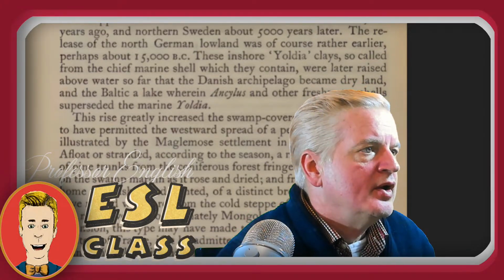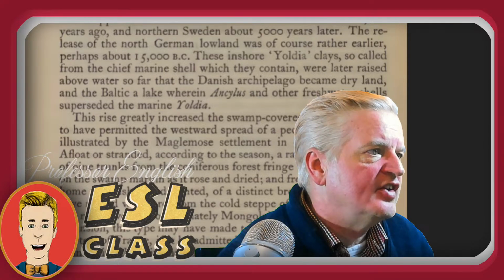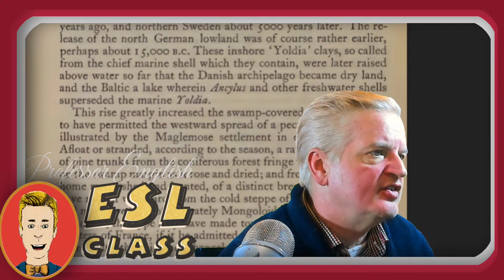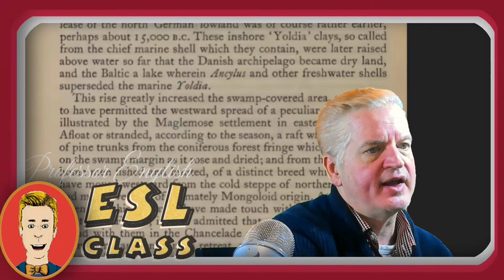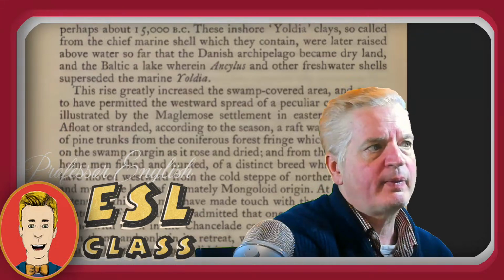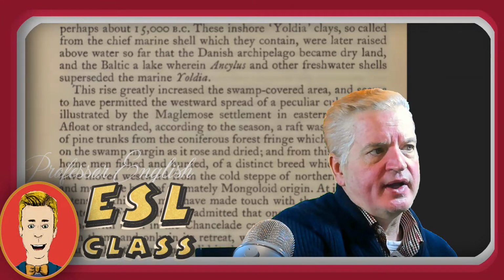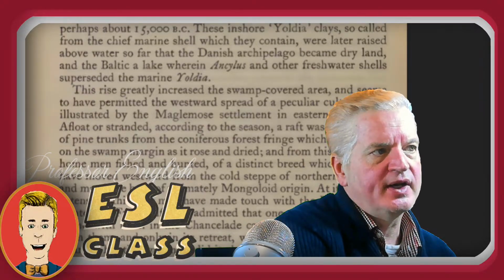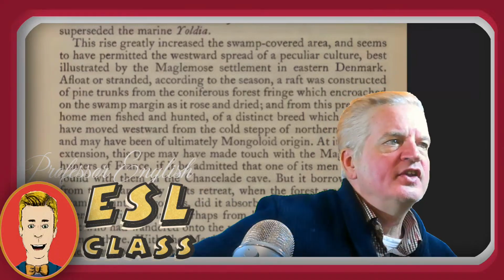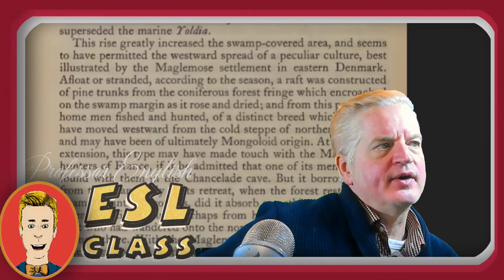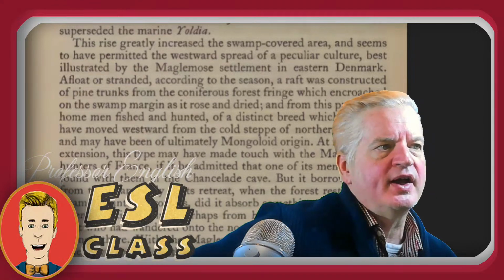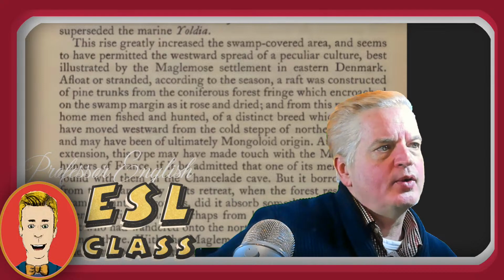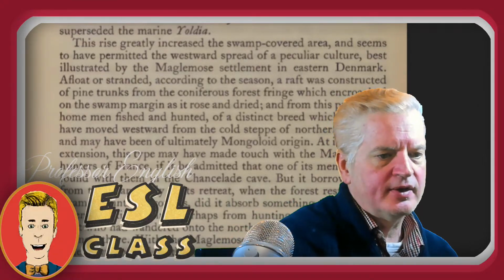These inshore Yoldia clays, so called from the chief marine shell which they contain, were later raised above the water so far that the Danish archipelago became dry land, and the Baltic a lake wherein Ancylus and other freshwater shells superseded the marine Yoldia. This rise greatly increased the swamp-covered areas and seemed to have permitted the westward spread of a peculiar culture best illustrated by the Maglemose settlement in eastern Denmark.